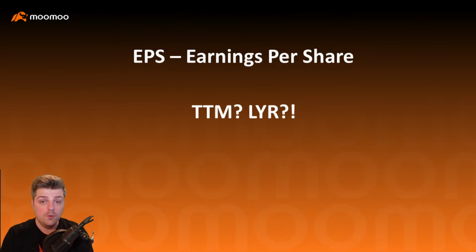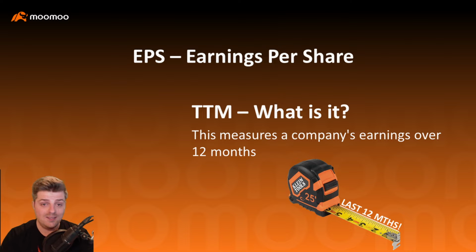You may have noticed on the MooMoo app there is TTM and LYR. So what is the difference between these two? Well, TTM is trailing 12 months and LYR is last year. They both measure a company's EPS, but they focus on different time periods. So EPS TTM is trailing 12 months, and what that means is it's a measure of a company's earnings per share over the recent 12 months. This can include quarterly and half-year results.